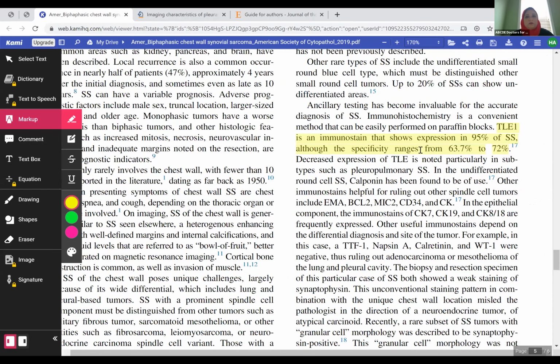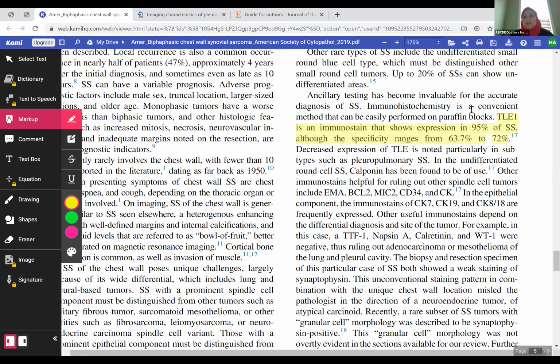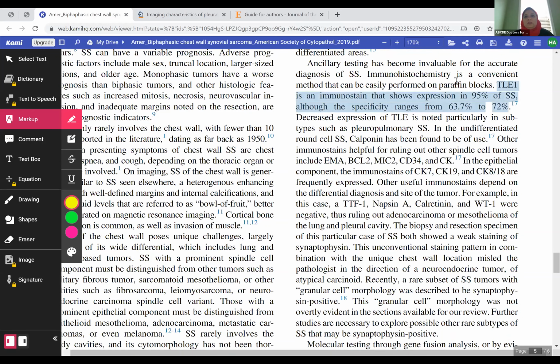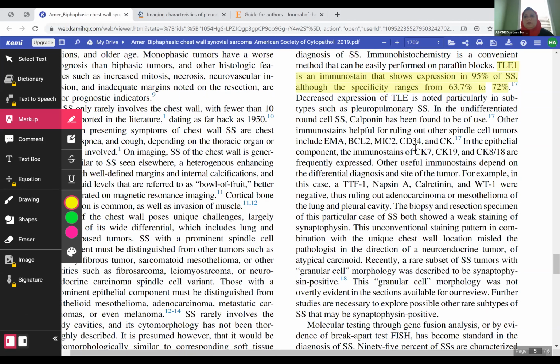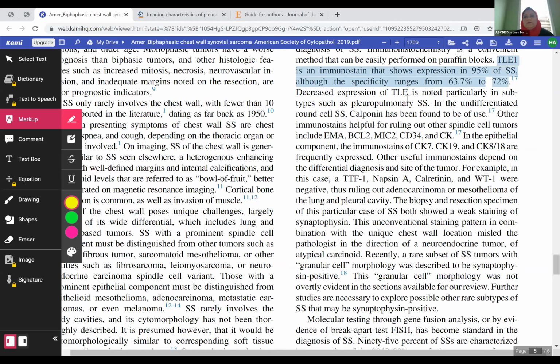Okay, now I'm talking about the next part, which is important, which is ancillary testing. So ancillary testing has made so many changes in the past, how many years? This is the sentence that I highlighted to show you guys how to paraphrase. Anyways, my favorite word, invaluable, for the accurate diagnosis of synovial sarcoma. Immunohistochemistry is a convenient method that can be used easily on paraffin blocks. TLE1 shows the expression, blah, blah, blah. Decreased expression, and so I'm talking a little bit more about TLE1, is noted in subtypes such as pleuropulmonary synovial sarcoma, calponin undifferentiated, and there is my reference again.